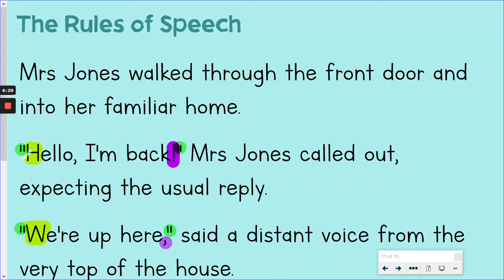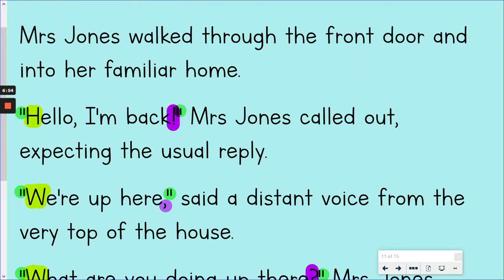In the second sentence here we've got, "Hello, I'm back!" Mrs. Jones called out, expecting the usual reply. So in green there you can see the 2 inverted commas used to begin and end the speech. In yellow, the capital letter that starts the speech, and then at the end I've got an exclamation mark to show that Mrs. Jones is calling that out loudly. Now after reply, you'll notice that we start a new line. This tells us we've got a new speaker coming.